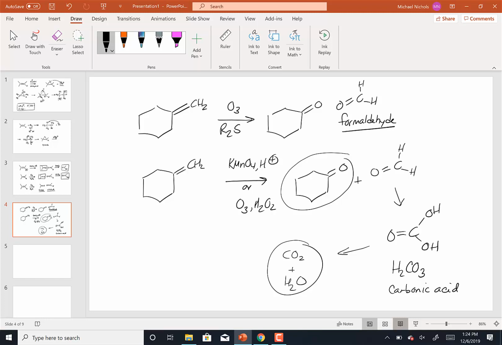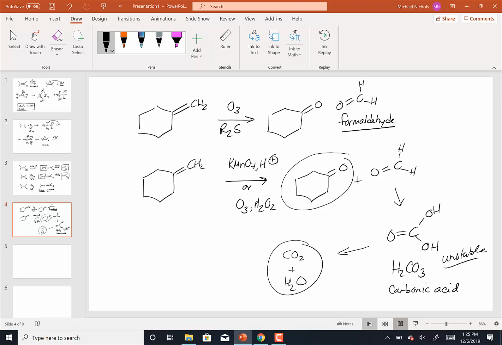So that might have been the one you were thinking about. There is something extra that happens when it's at the end of the chain. When it's at the end of the chain, you make CO2 and water because carbonic acid is unstable. Pop a can of soda. What's in there? Carbonic acid. How unstable is it? It's fizzing.